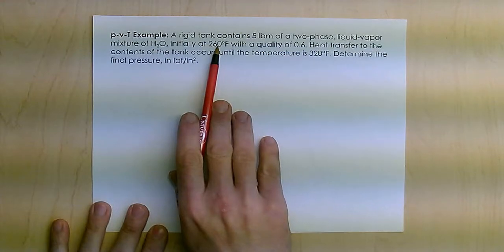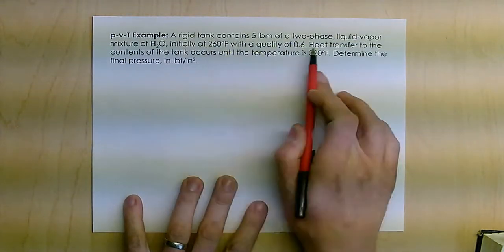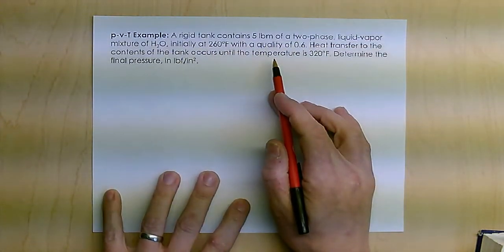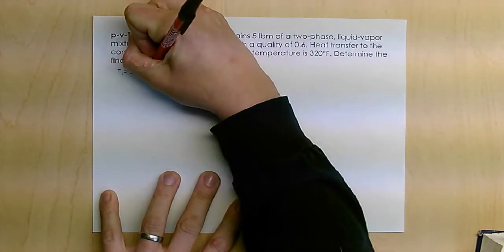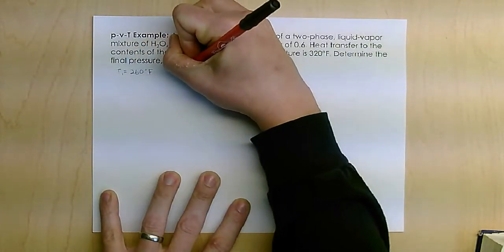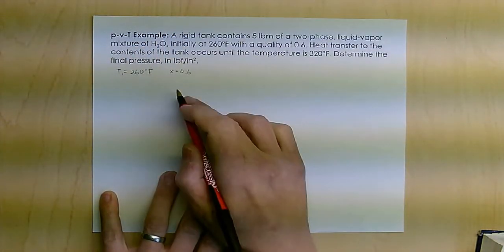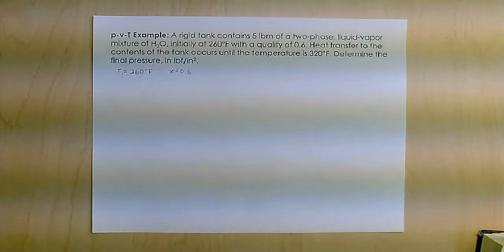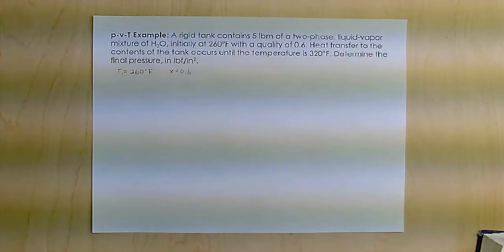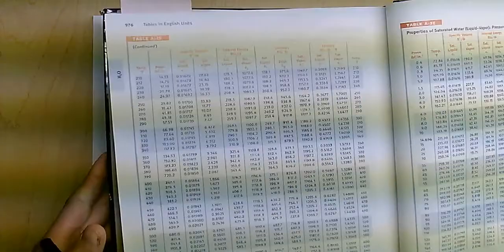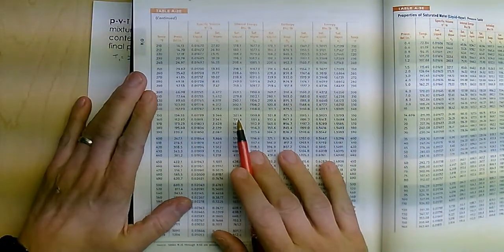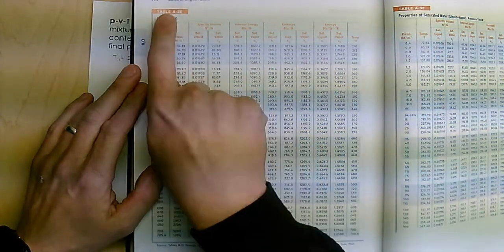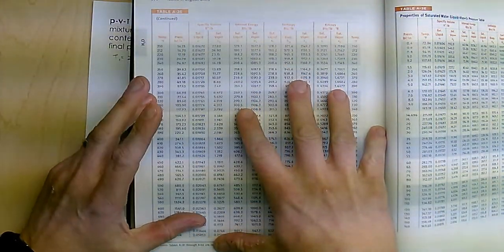So what I'll start by doing is find this volume, using what I know about the initial state. I know that T1 equals 260 degrees Fahrenheit, and I have a quality of 0.6. I'm going to use those two values to calculate my volume. So I go into my table, and this is table A2E. Hopefully you can follow along in your book. You may not be able to see these numbers all that well. But again, in A2E, this is my saturation table for water.